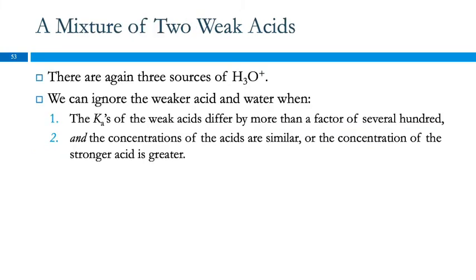What if we have 2 weak acids? Still 3 sources. So we can ignore the weaker acid in the water if the conditions are right. If the Kas of the weak acids differ by a factor of several hundred or more, if one of them is significantly larger than the other, and the concentrations of the acids are similar, or the concentration of the stronger acid is greater, then we can ignore the weaker acid. We always get to ignore the water.